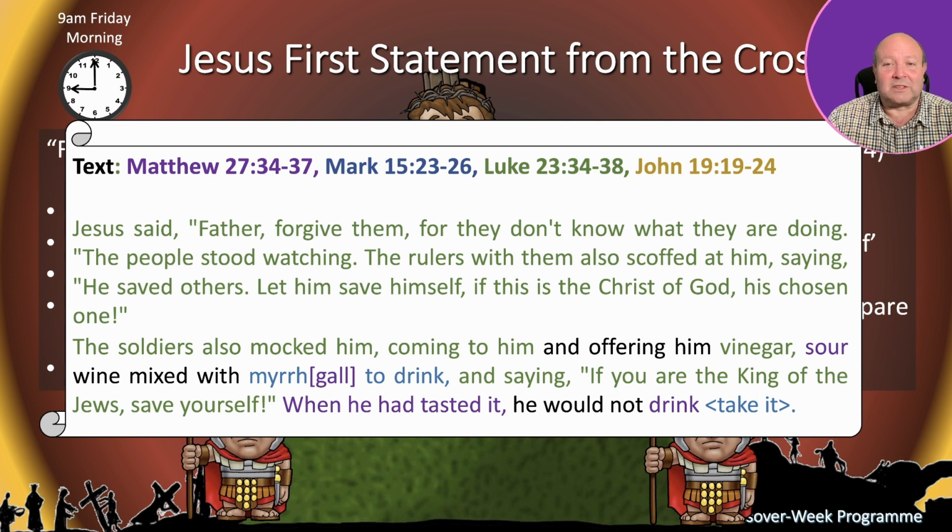The soldiers also mocked him, coming to him, offering him vinegar, sour wine mixed with myrrh or gall to drink, which Jesus, of course, refuses. If you're the king of the Jews, save yourself. When he tasted it, he wouldn't drink any more of it.